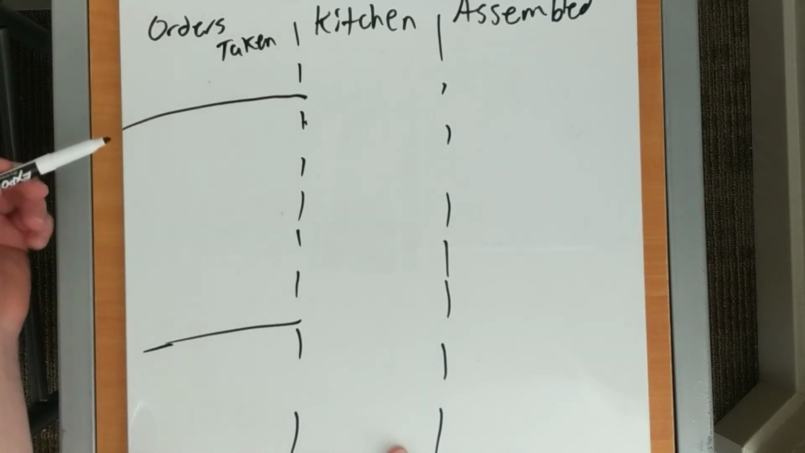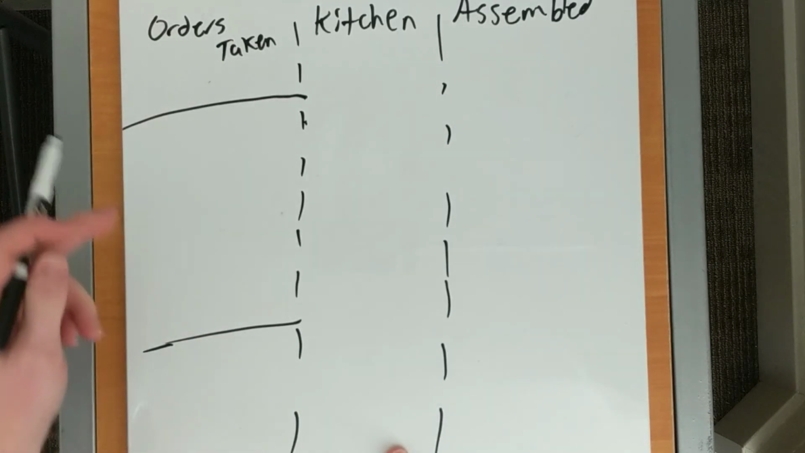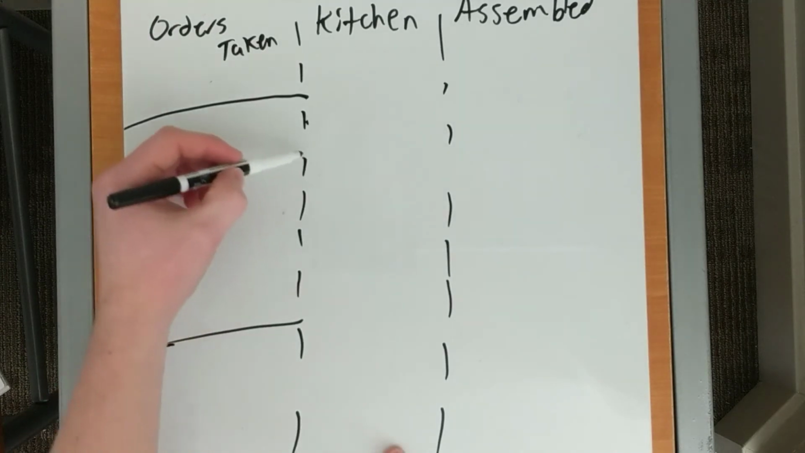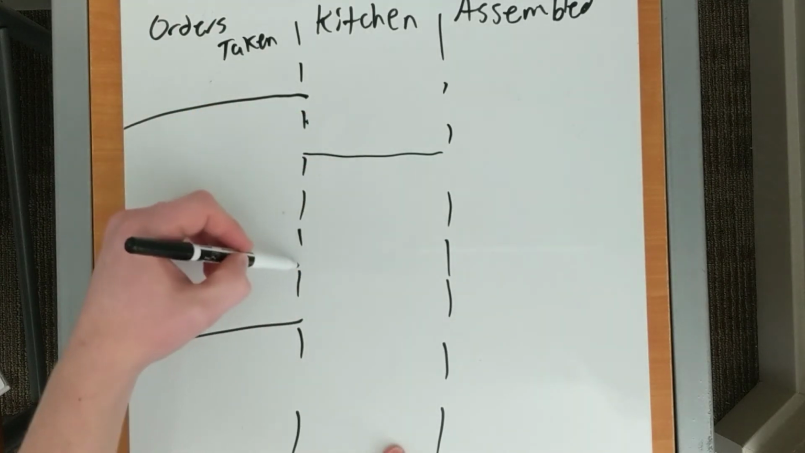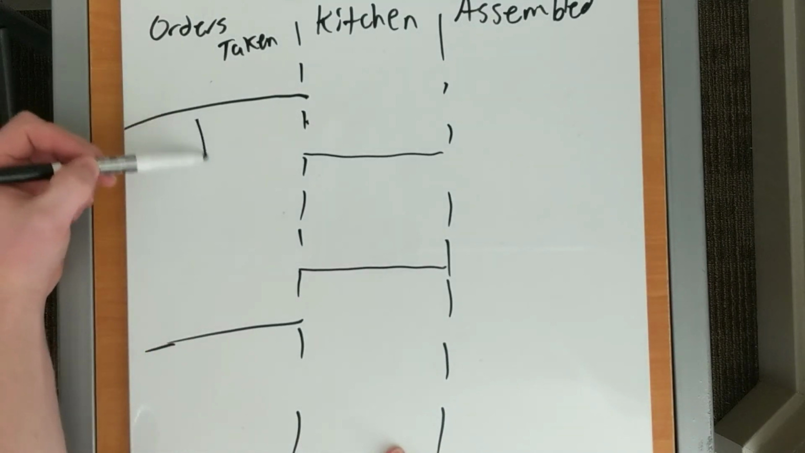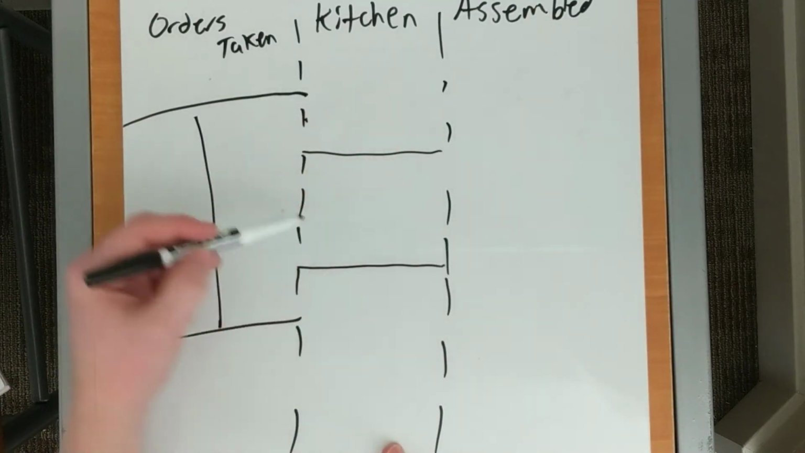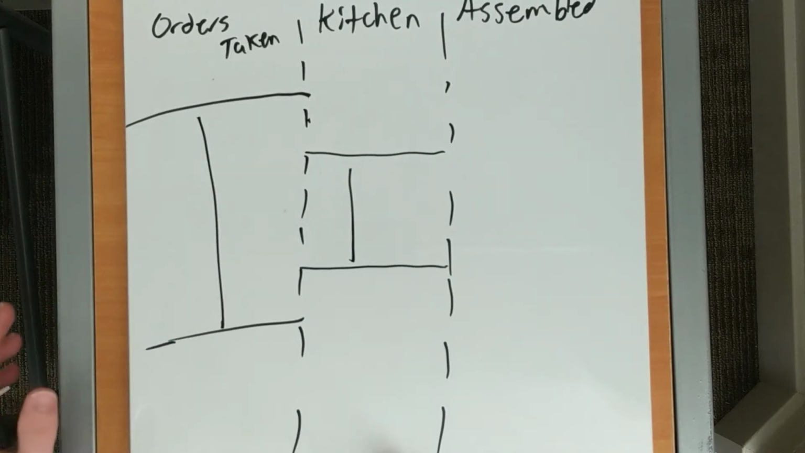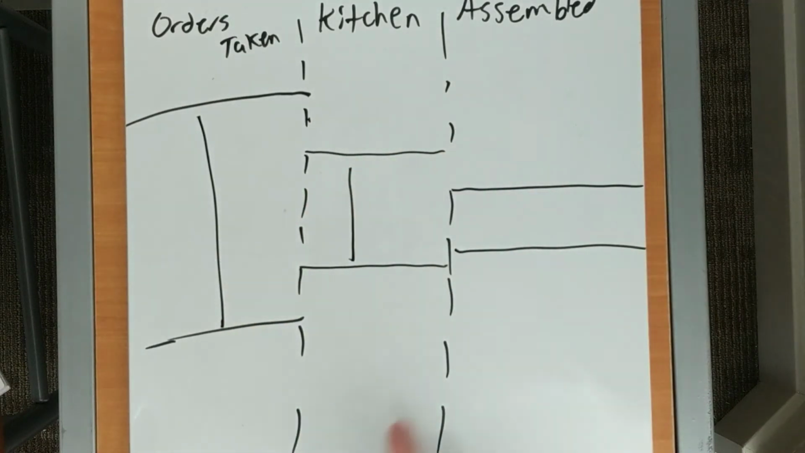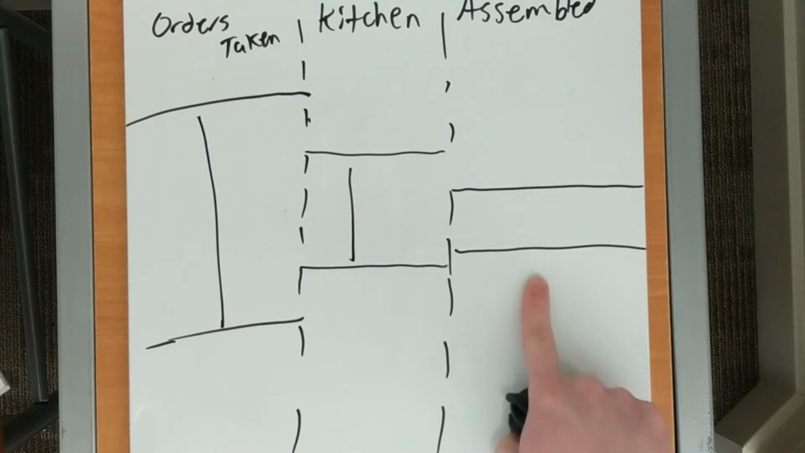And this is our capacity for orders taken that night, the amount we're putting through. Well, let's say you're putting through more than the kitchen can handle. So this is the amount of orders being taken. This is the amount of orders actually being made at once, our capacity in the kitchen. And this is the amount of orders being assembled and put out all at once.